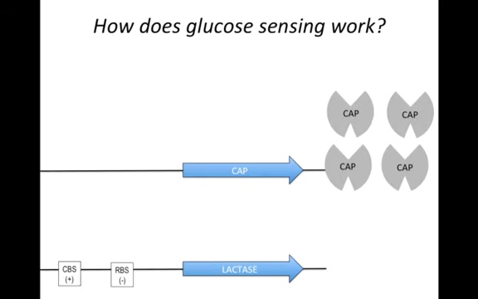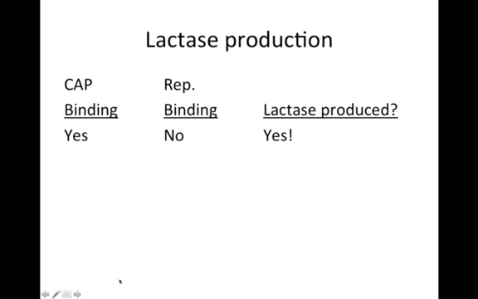And so that difference here, notice that the CAP binding, this is a positive regulatory site, whereas repressive binding is a negative regulatory site. Binding here stimulates or activates lactase production, but binding here represses lactase production. So that's one way in which the system is different, plus versus minus on these binding sites.